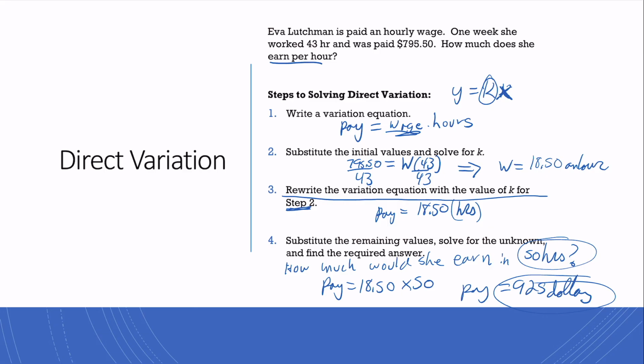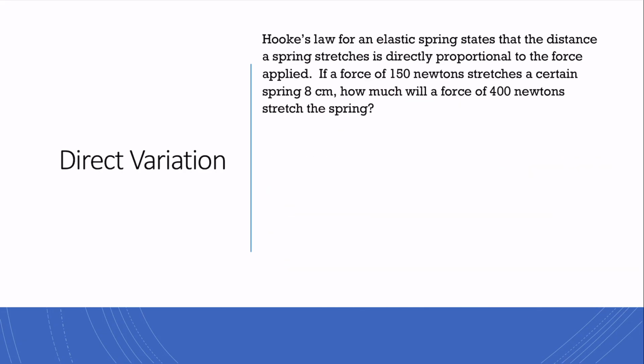Let's do another example. This one's got a little bit of a physics bent to it. So Hooke's law for an elastic spring states that the distance a spring stretches is directly proportional, right? This is direct variation, so it's directly proportional to the force applied. So I've got some proportion constant k. If a force of 100 newtons stretches a certain spring 8 centimeters, how much would 400 newtons stretch that spring? Well, let's find out.